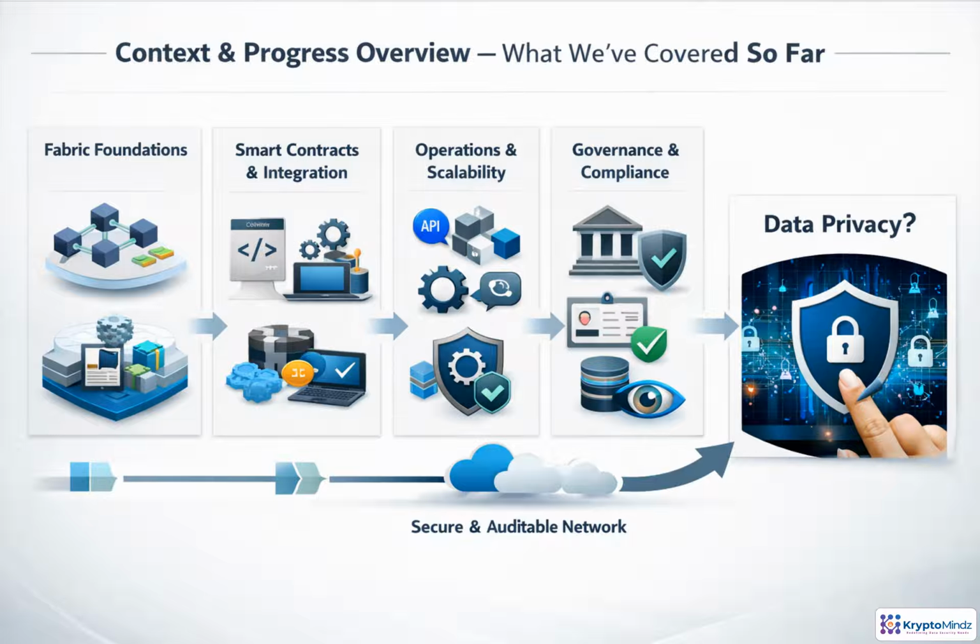You now have the full Fabric picture: foundations, smart contracts, operations, scalability, governance, and compliance. This module shifts the focus. A network can be secure and auditable and still mishandle sensitive data. Privacy design is how you prevent that.